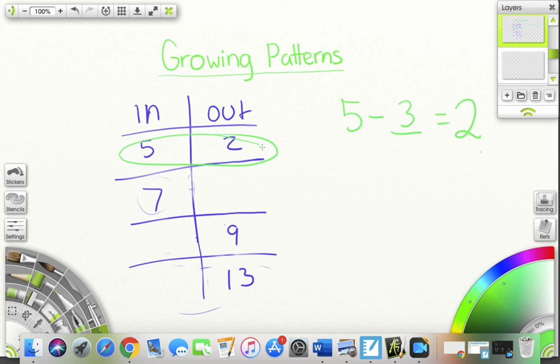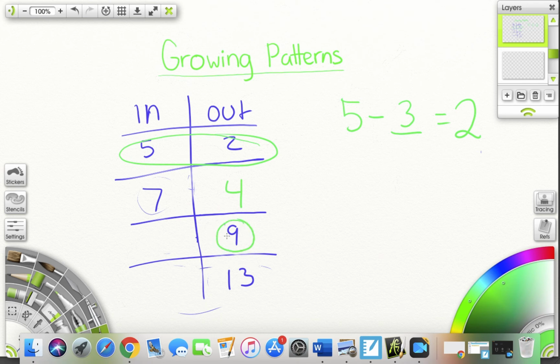That's how you can tell if the pattern rule is not given to you. Look at the column that gives you both the in and out number, and that will give you the pattern rule. So now I can fill out the rest of this. 7 minus 3 is equal to 4. So our out number is 4.